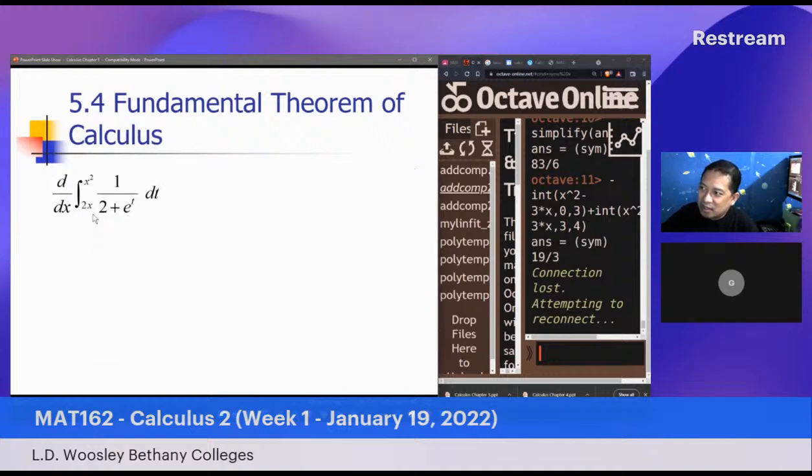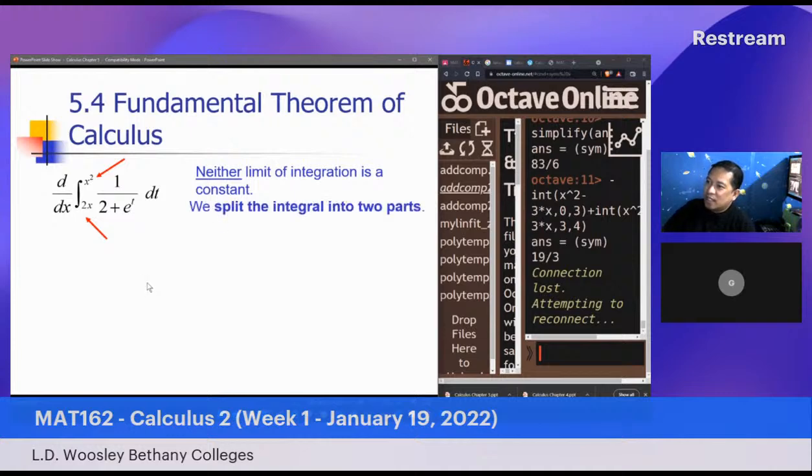Ito naman, gano'n na naman. Reverse muna natin. Actually, hindi parehong constant, no? So, problema pala to. Tingnan natin. We split the integral into two parts, such that it will have a constant. Isa from 0 to x squared, and then from 0 to 2x. Medyo komplikado nga lang.